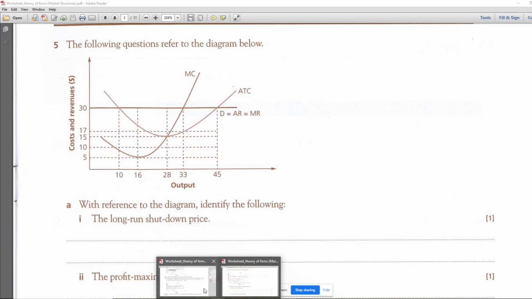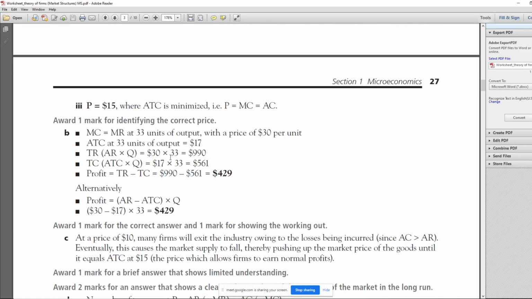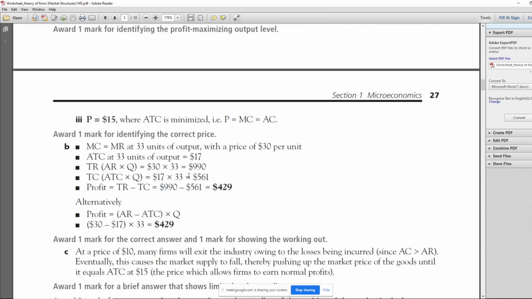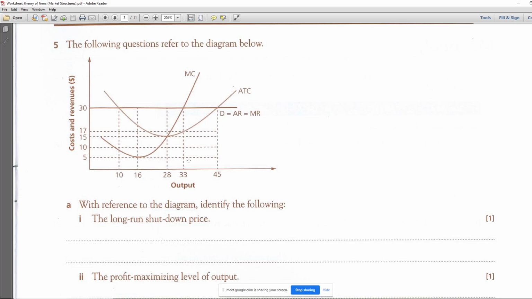When you look at the answer, that will be, where is it? Oh, here. You see that? So as long as you are able to find this area here, you'll be correct.